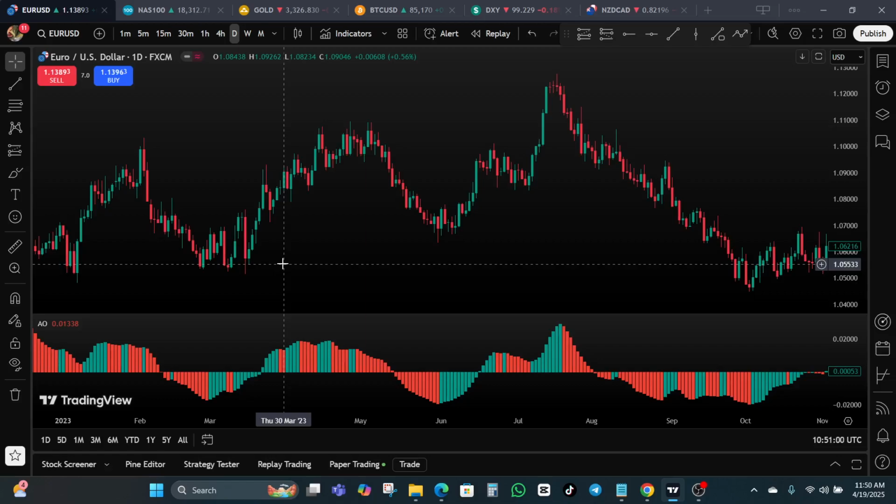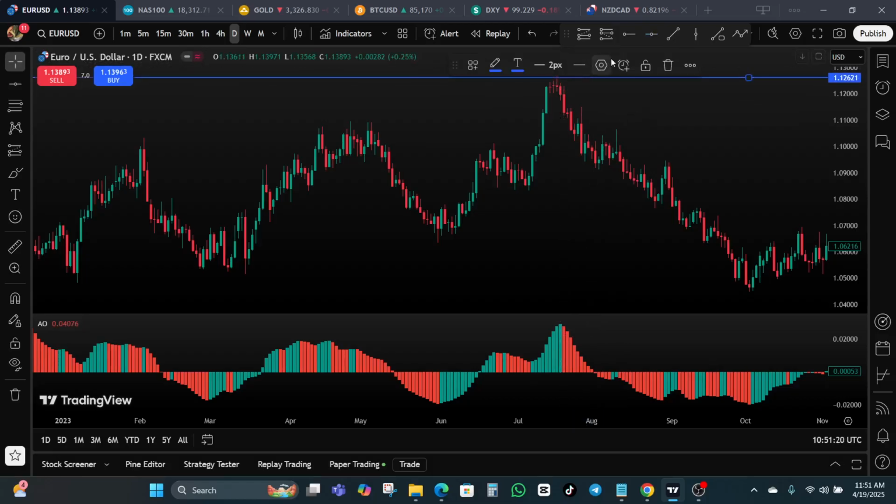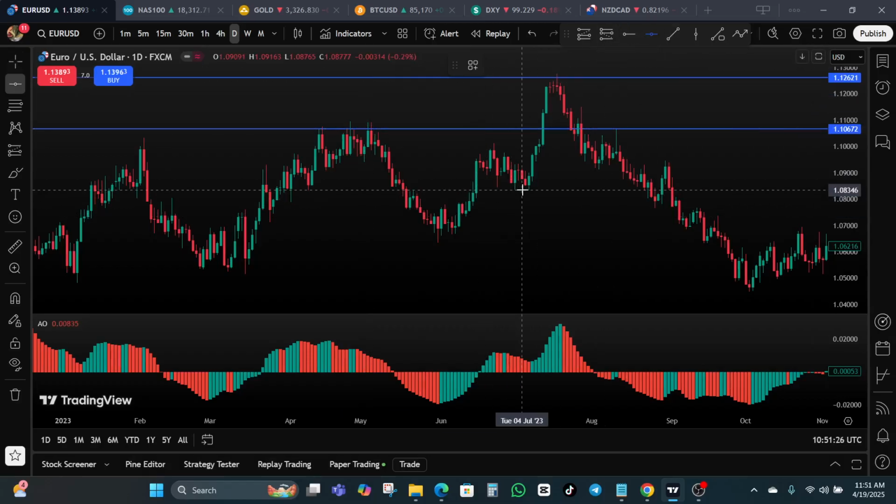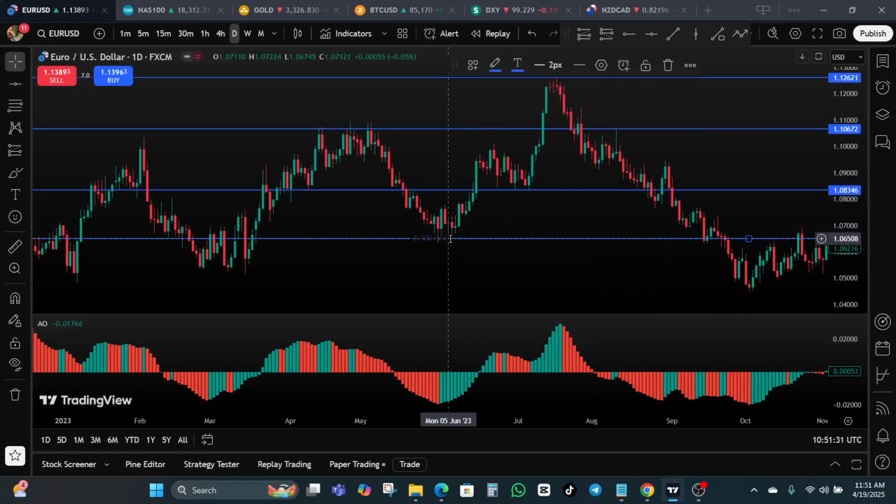Okay. So you don't want to rely on the Awesome Oscillator divergence alone. The magic happens when you combine it with price action. So look for divergence forming near key support and resistance zones. When a divergence forms around key support and resistance zones, it adds even more validity to that signal. For example, maybe you have a bearish divergence forming around a resistance, or a bullish divergence forming around a support. There is a higher chance of that signal playing out.